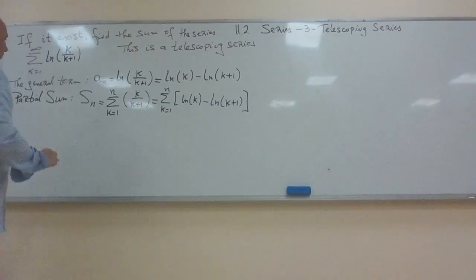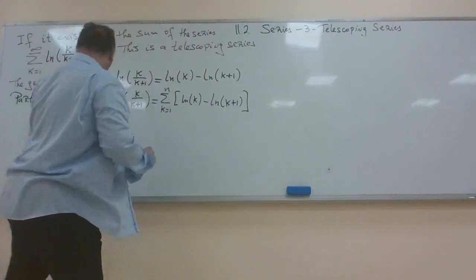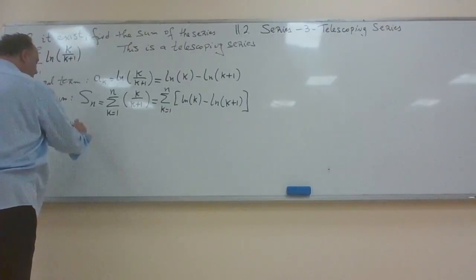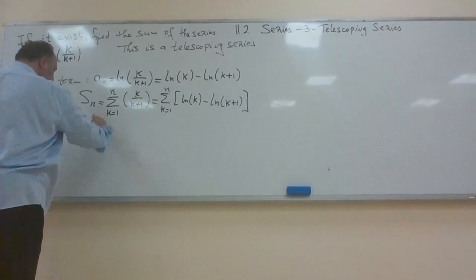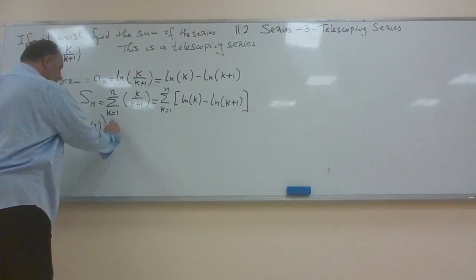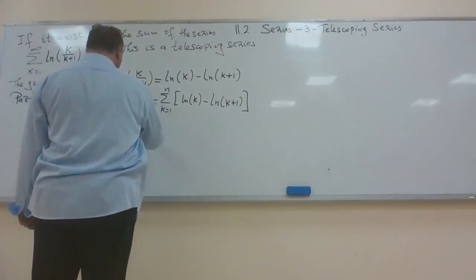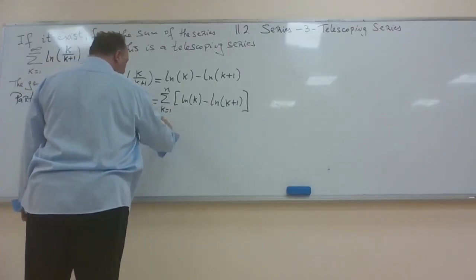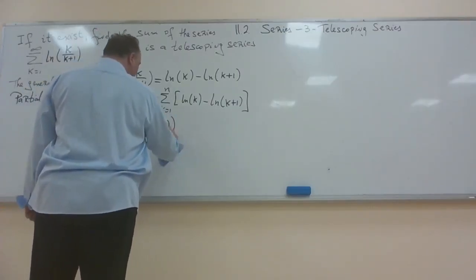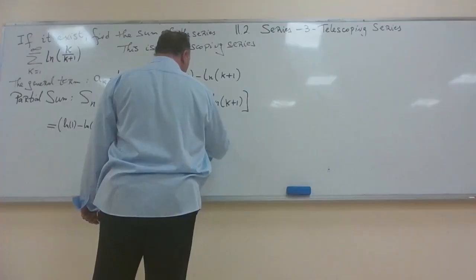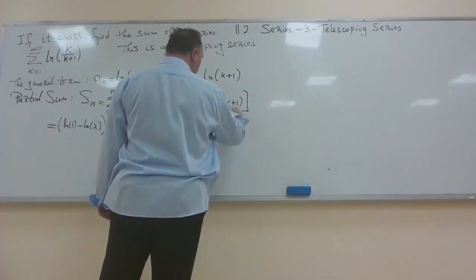Fundamental. So now we know that when k is equal to 1, the first term is ln 1 minus ln(1 plus 1), closed, plus the next piece when k is equal to 2 is ln 2 minus ln(2 plus 1), plus k equal 3, ln 3 minus ln(3 plus 1), and so on.